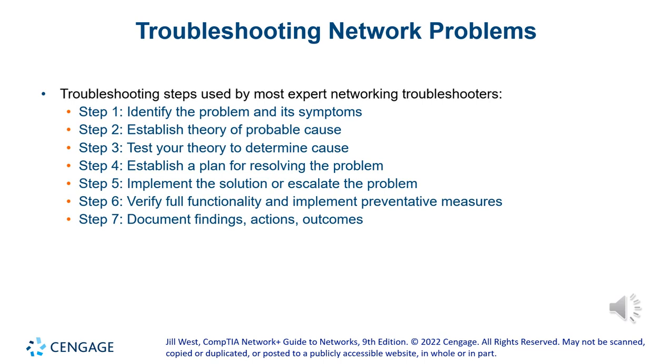Once you implement the solution, or somebody else implements it after escalation, you verify that it is working, and implement preventive measures so it doesn't happen again, and then you document the findings, your actions, and your outcomes. For every problem, there should be documentation of how it got resolved, so the next time you experience it, they know how to proceed. Or if you can prevent it, you can have documentation that says this is the way we thought it could be prevented. If it happens again, that means the prevention didn't work, so it has to be readjusted. So it's an ongoing process, right?